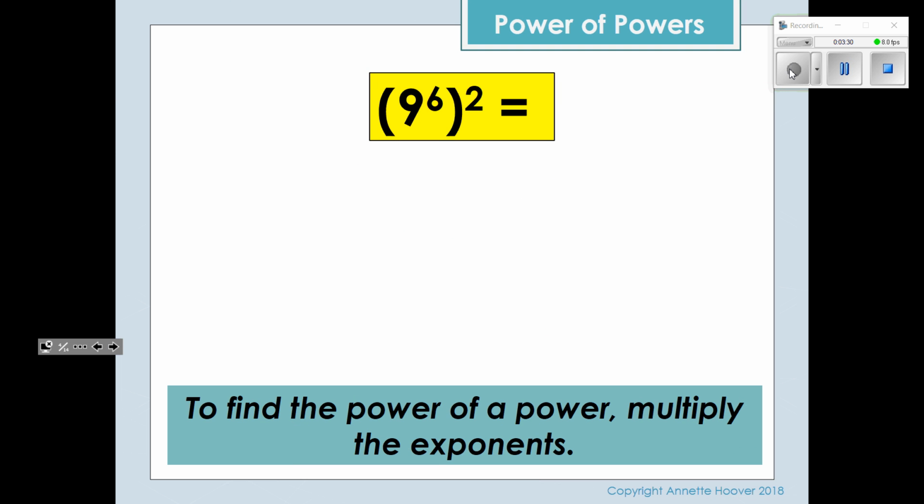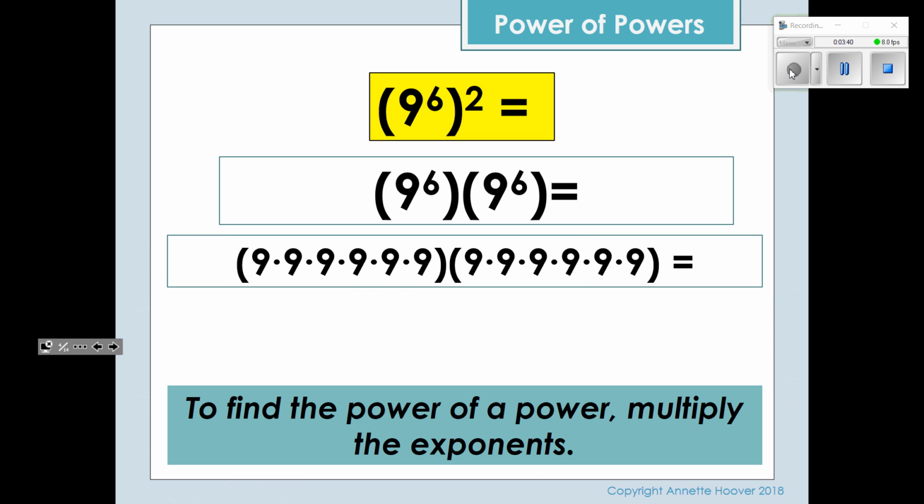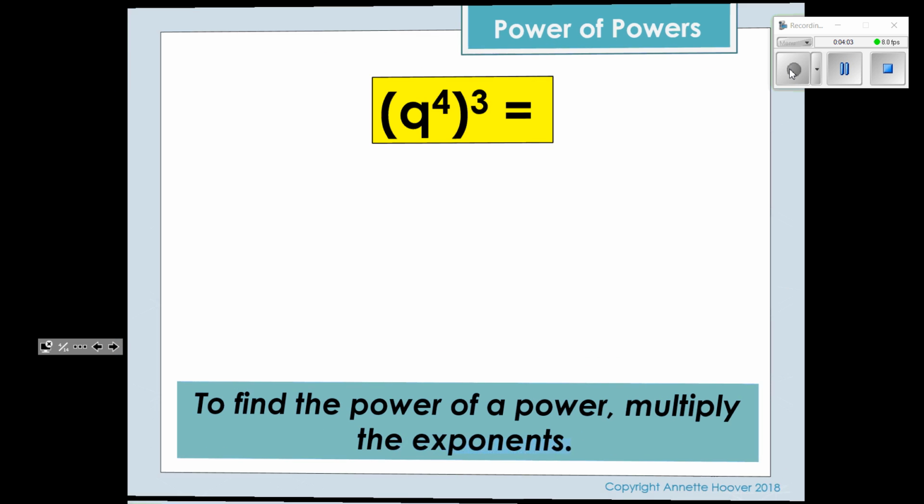Let's look at another example. When you have 9 to the 6th raised to the 2nd power, you have 9 to the 6th being multiplied times itself twice. So you have 9 to the 6th power right here. Here is 9 to the 6th power again. So how many times is the factor 9 being multiplied times itself? Well, that would be 12. All we had to do was multiply the exponents. Power of powers, an exponent raised to another exponent.